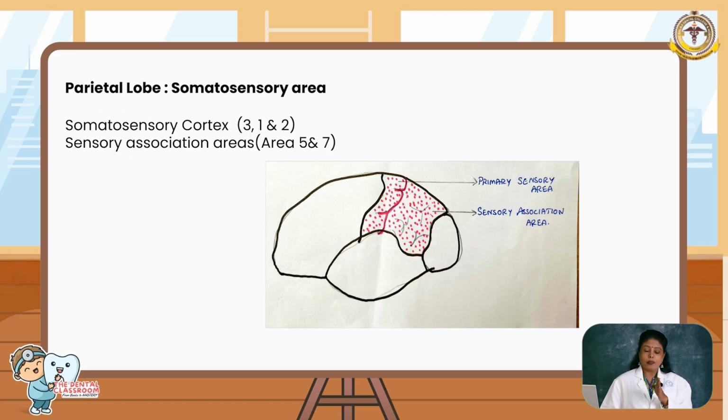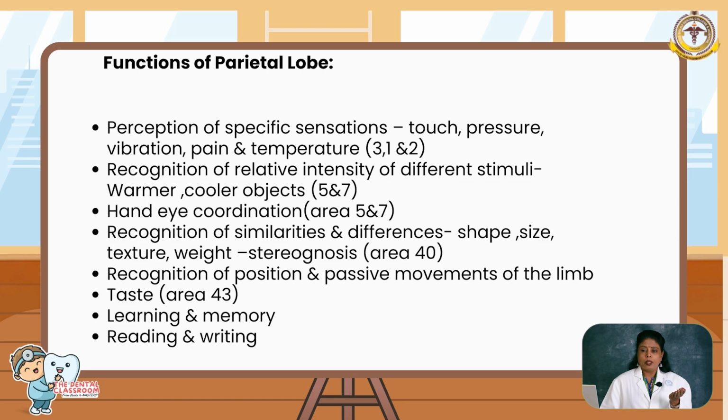Coming to the parietal lobe, which is also called as somatosensory area. Here we have primary somatosensory area, that is called as area 3, 1 and 2. Then sensory association cortex, that is area 5 and 7. If we see the functions of parietal lobe, perception of specific sensations like touch, pressure, vibration, pain and temperature is by the area 3, 1, 2. That is, we will be able to feel the touch sensation, pain sensation and the heat or cold sensation, all because of the area 3, 1 and 2.